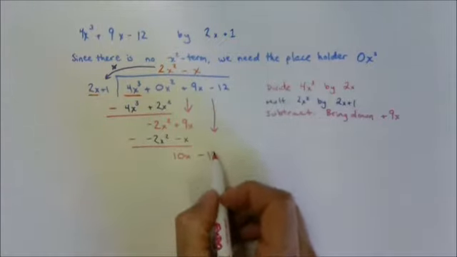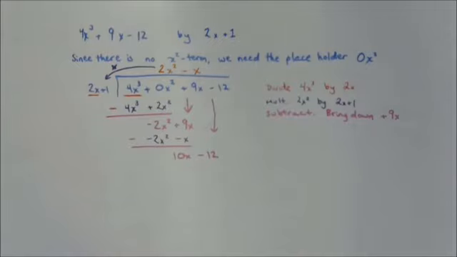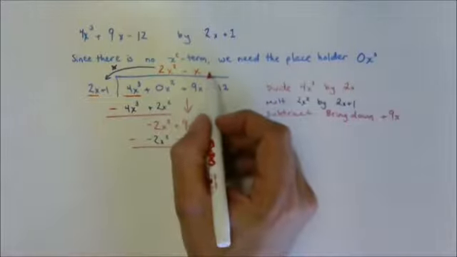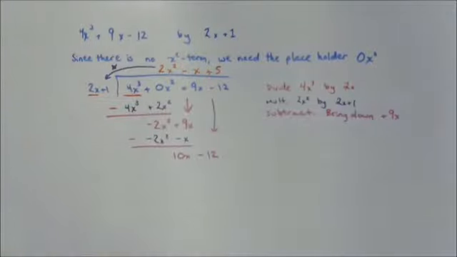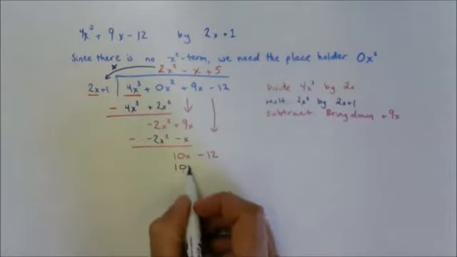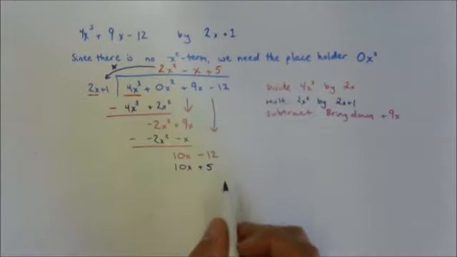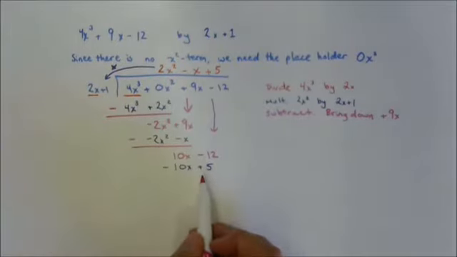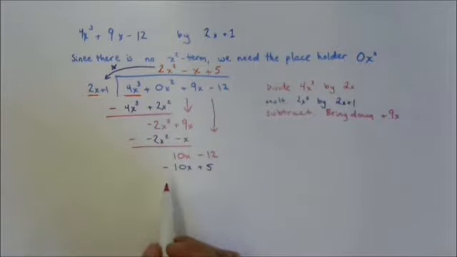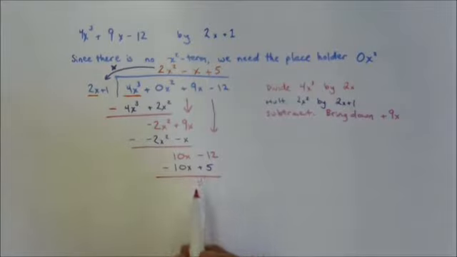Bring down negative 12. How many times does 2x go into 10x? 5 times. Purple, we multiply back down. End up with 10x plus 5. Common error here is to say, oh, I'm done, remainder 7 or negative 7. Okay, don't do that. Finish it out. Negative 12 minus 5. It's negative 17.